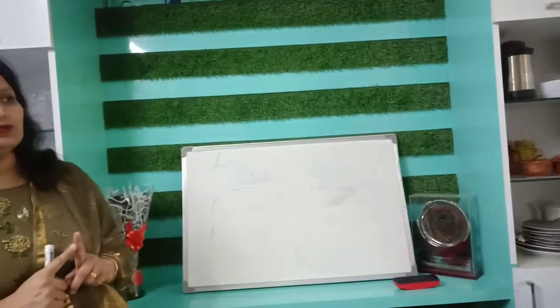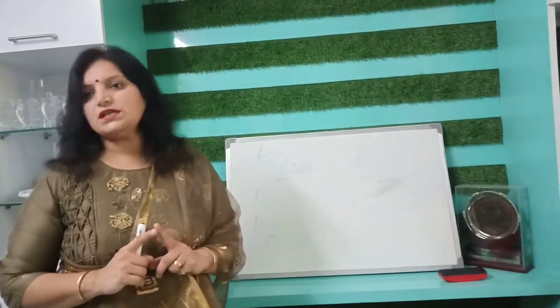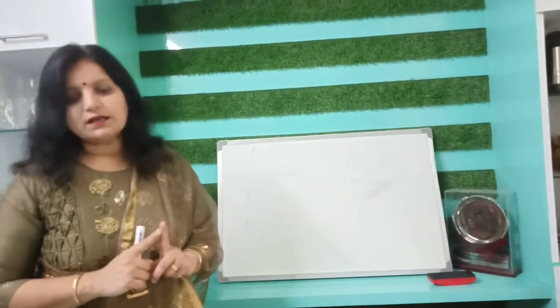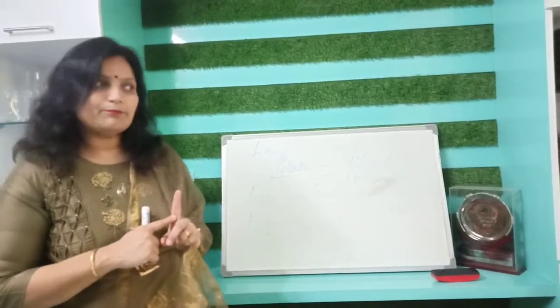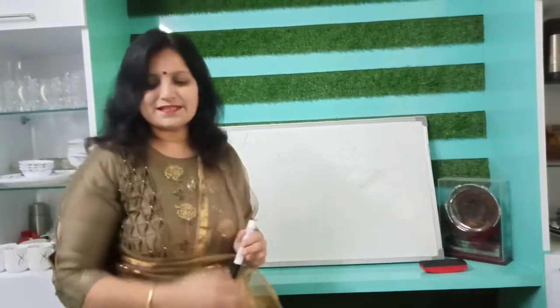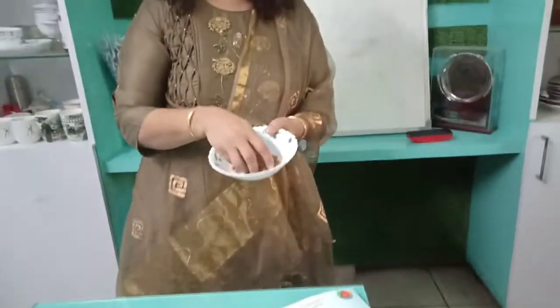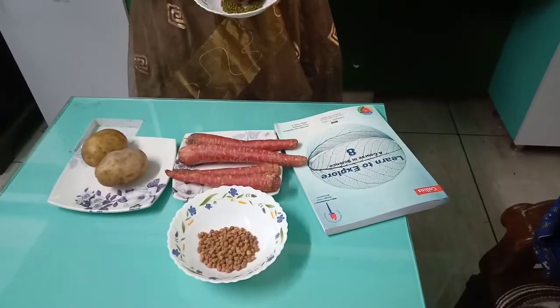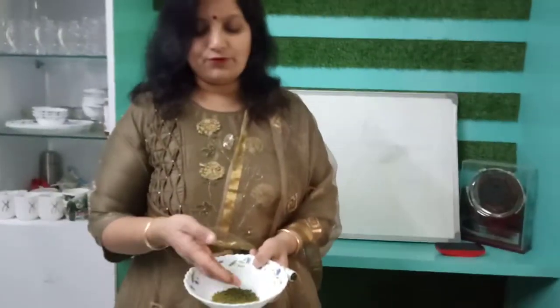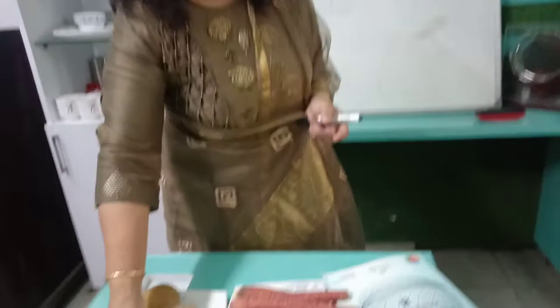Very good, excellent. There are some flowers which we eat as food, and the examples are cauliflower, broccoli, and banana. The next part of the plant is seed. As you are able to see here, these are seeds. Green moong. These store food in them, and we take them as staple food.